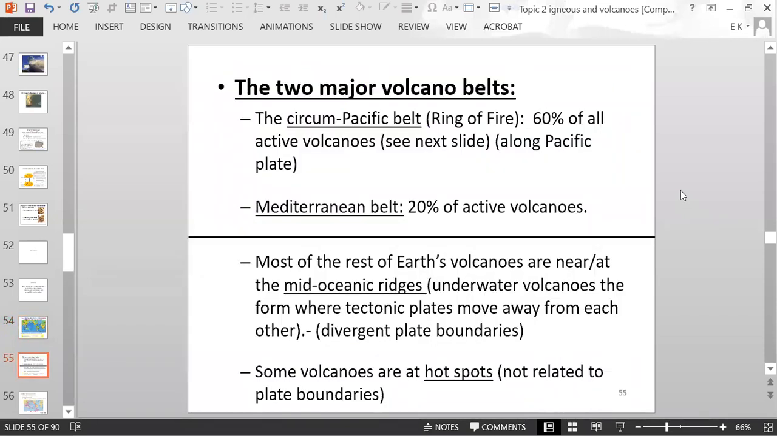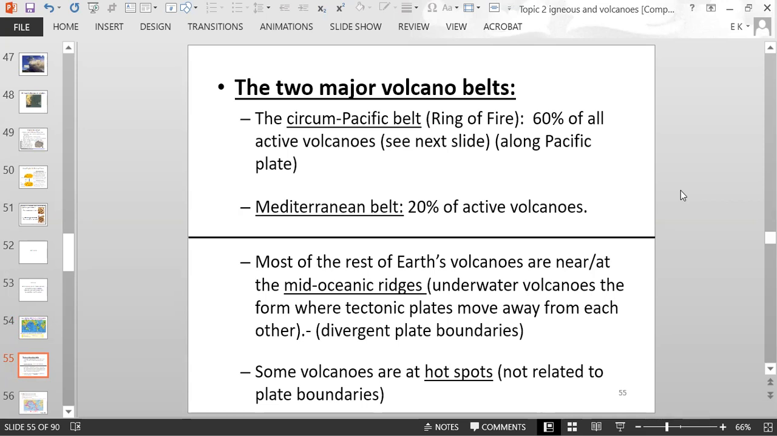There are two major volcano belts. You have the circum-Pacific belt, which is also known as the Ring of Fire. 60% of all active volcanoes are on the circum-Pacific belt, and that's around the Pacific plate, the tectonic plate. Then you have the Mediterranean belt, where 20% of all active volcanoes are located.